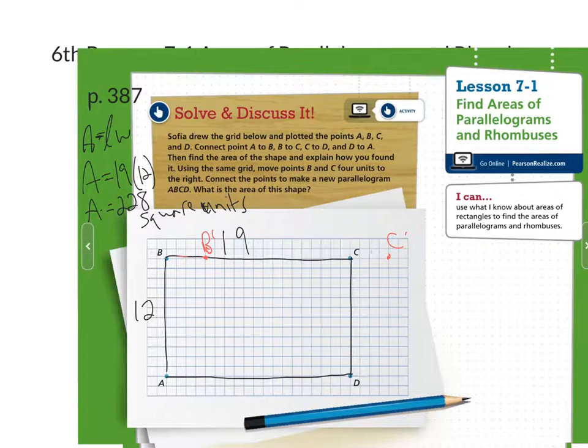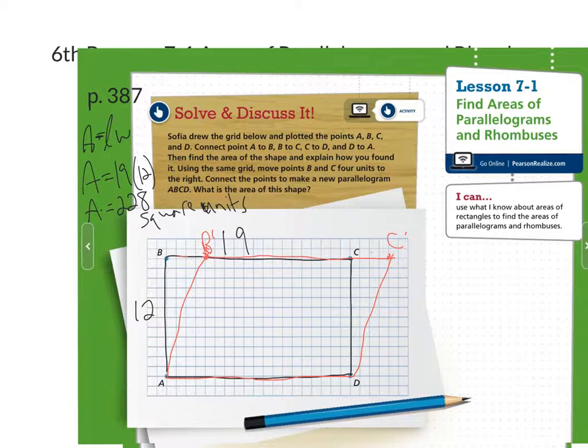And then it says connect the points to make a new parallelogram. What's the area of this shape? So we connect here A to B prime, I should say, B prime to C prime, C prime to D, and then D back to A.